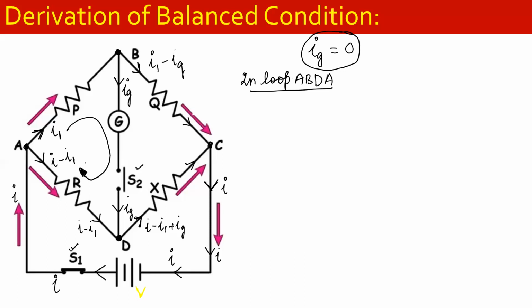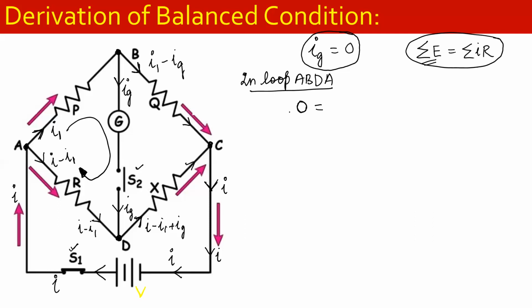If this is a clockwise direction, I can see that in the ABDA loop, we don't have any battery. That means there is no EMF in the loop. So summation of EMF will be 0, because KVL says summation of E must be equal to summation of I into R. As there is no battery in this loop, summation of E is going to become 0. What about the potential differences?